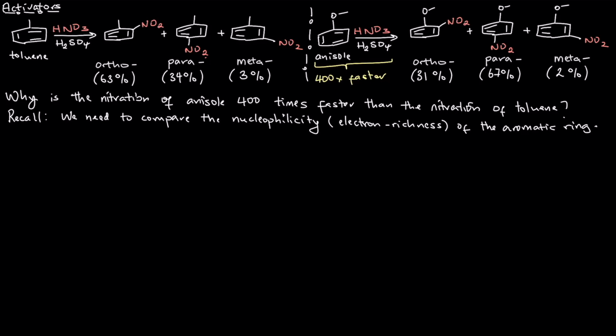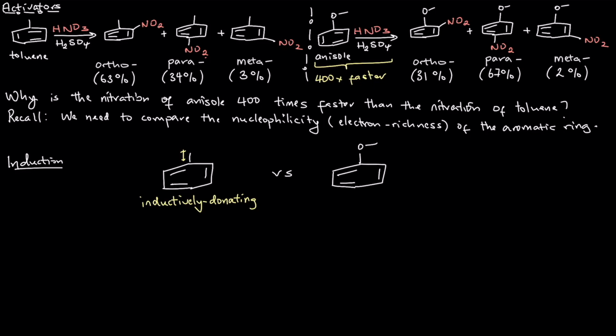And recall that to do so, we need to compare the nucleophilicity of the two different aromatic compounds. And when we're comparing nucleophilicity within the context of these aromatic rings, we're really comparing the difference in how electron rich these different substrates are. So the first thing we should look at, since we already established it for toluene, is induction. And we've established for toluene that the dipole actually moves towards the benzene ring, which means that the methyl group on your benzene is inductively donating.